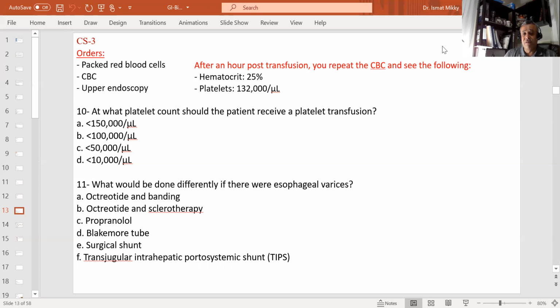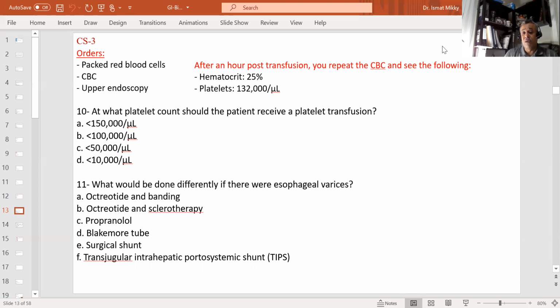So what would be done differently if there were esophageal varices? In other words, how would you treat esophageal varices, which takes us to the liver cirrhosis and the treatment of the esophageal varices in patients with liver cirrhosis. So the treatment would be the octreotide and banding. Remember, these are the outpouching, swelling, edema, and enlargement of the delicate and fragile blood vessels in the esophagus, so easily ruptured.